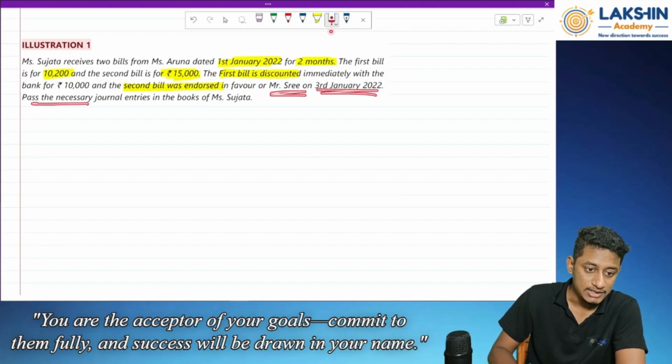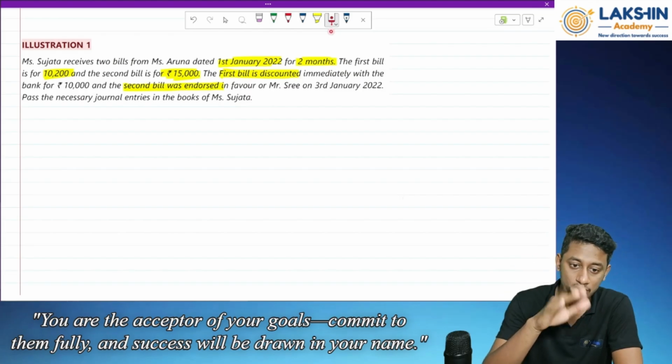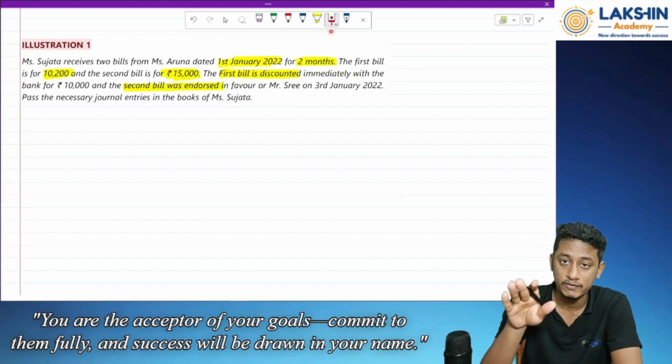Pass the journal entries in the books of Mrs. Sujata. Here, whether the bill is honored or dishonored is not mentioned, so we will not touch that part. Only the parts which are given to us will be our concern. Now let us see.